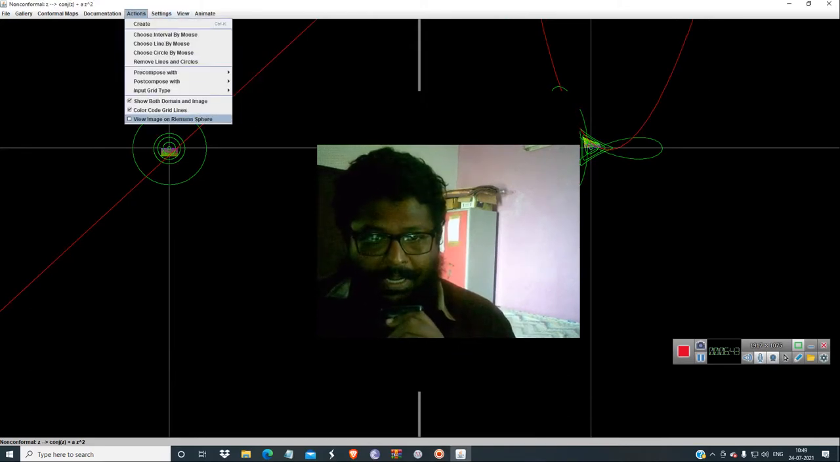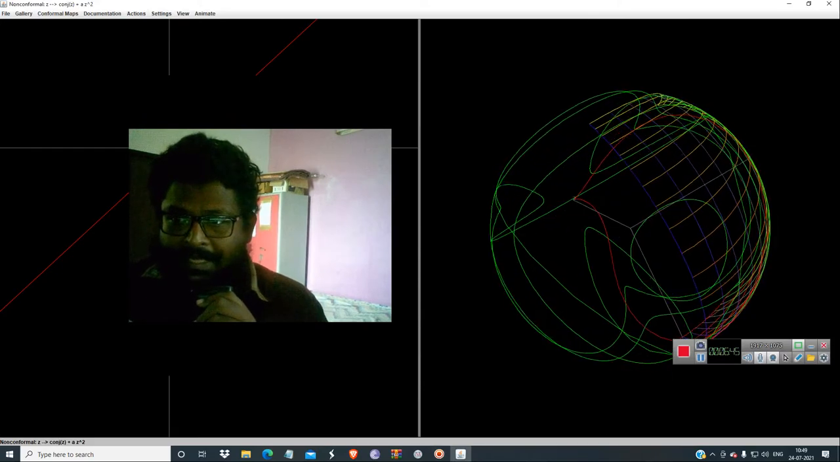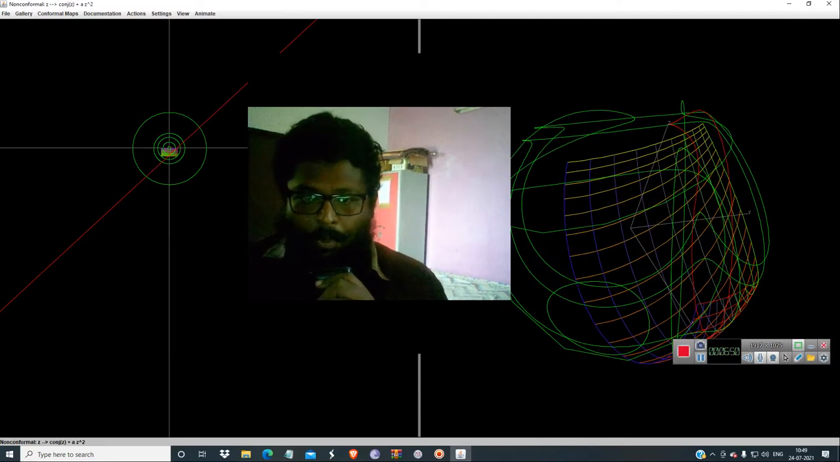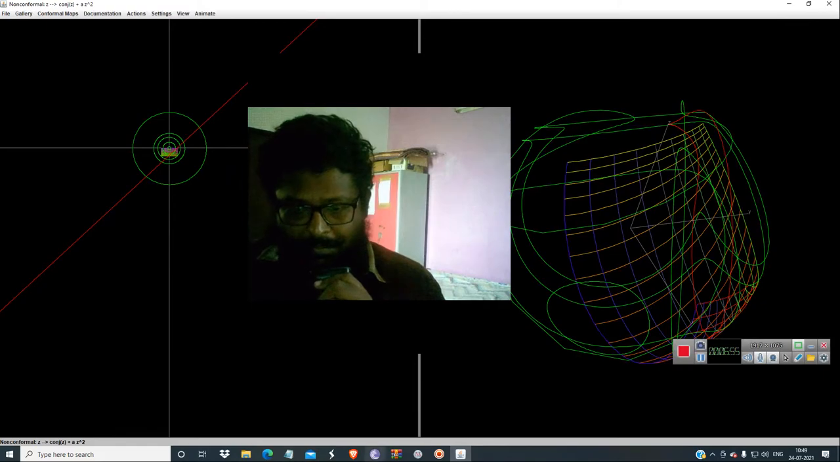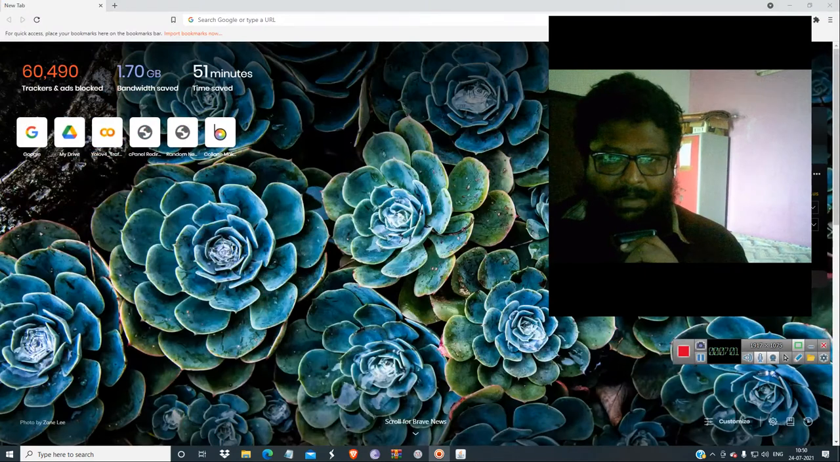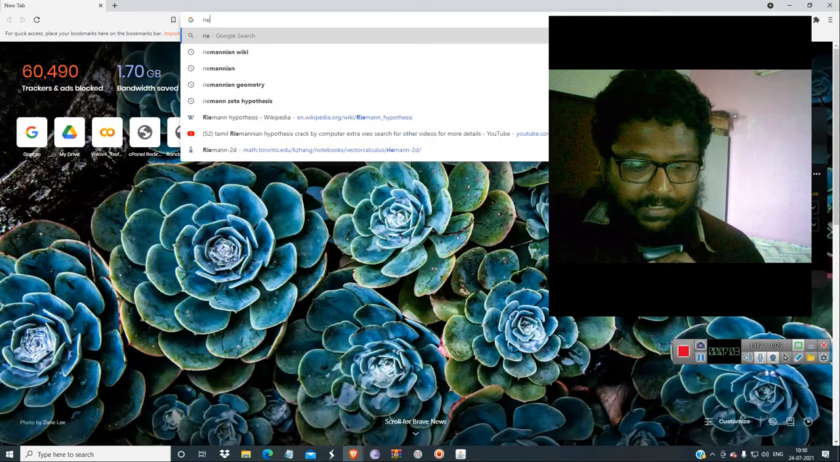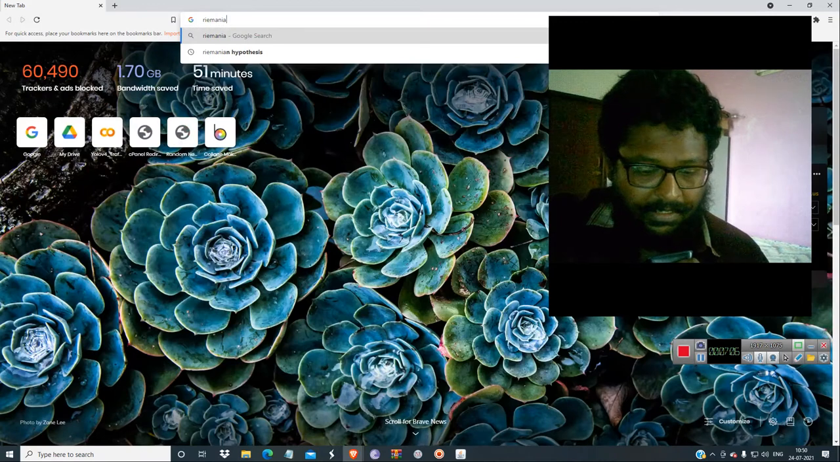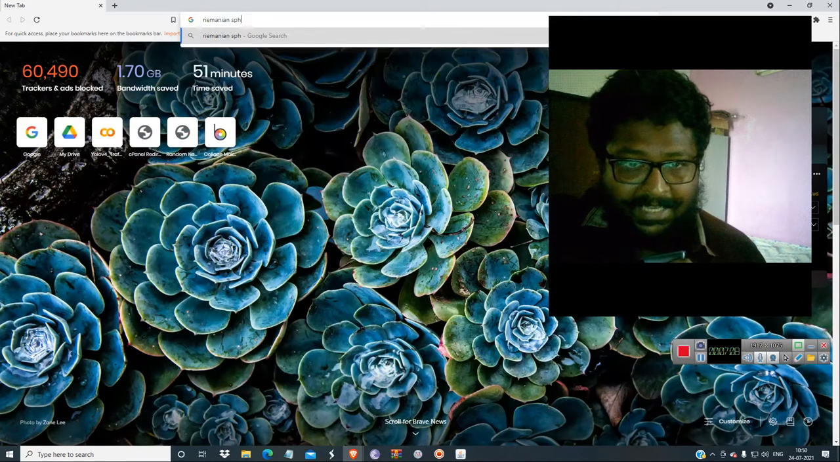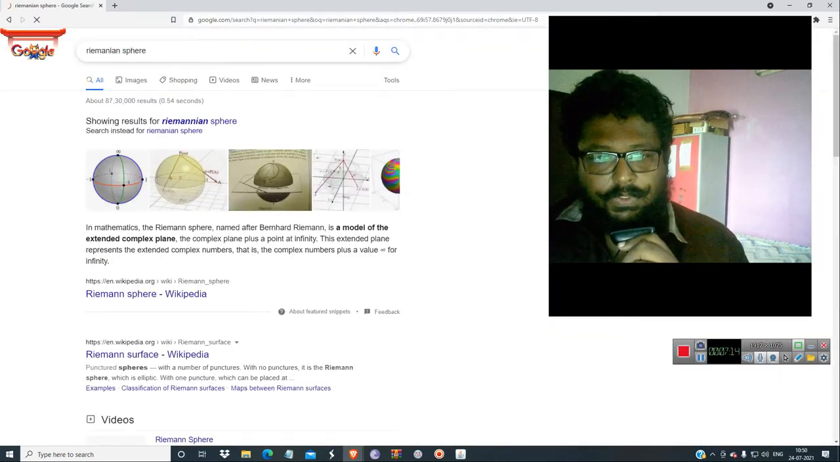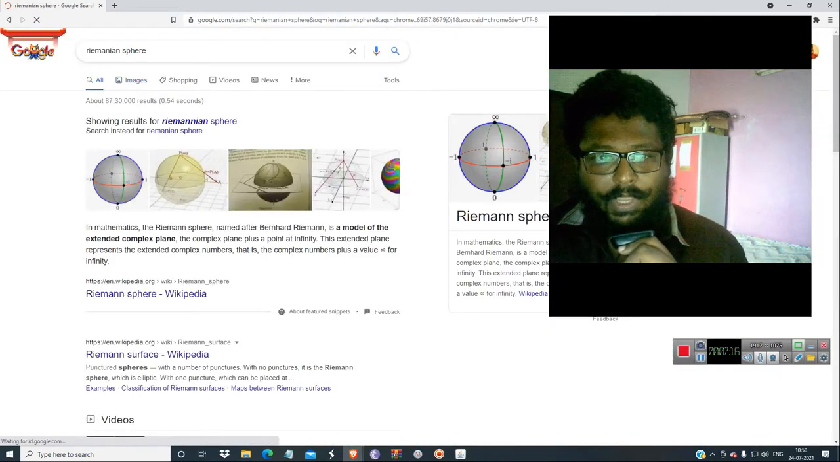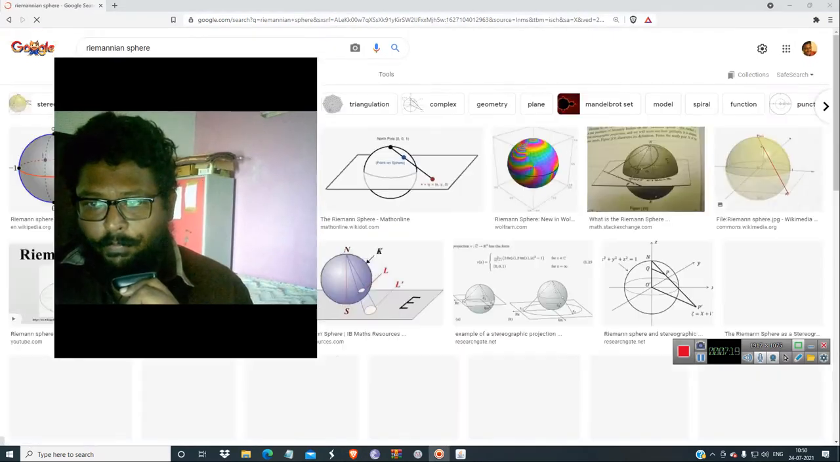So let me show you one Riemannian hypersphere thing. I have told many things about this Riemannian hypersphere. Whatever you plot, it is being plotted from the point of infinity to the plane of complex numbers. Why I'm going very slow is, let me show you what the Riemannian sphere is. This is the Riemannian sphere, and you have a point being plotted from the point of infinity.